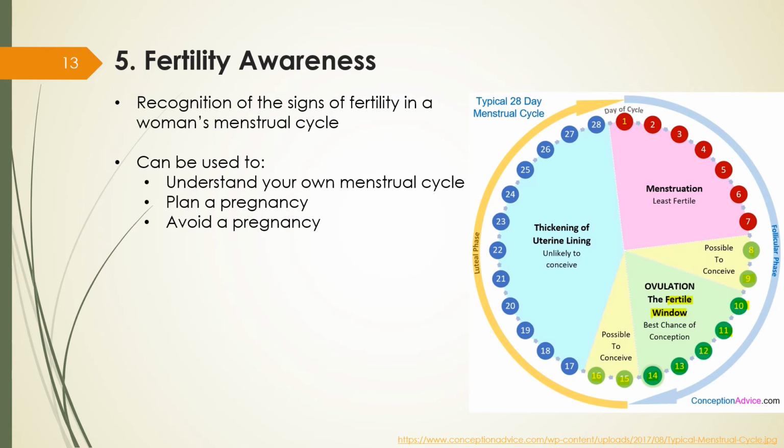So you menstruate on day 1. After 7 days, you are at risk of getting pregnant. So from day 8 to day 16 is the highest risk that you have. After that it is unlikely to conceive, so there is less chance. From day 17 to day 28 is the period when you have more chance of not getting pregnant.